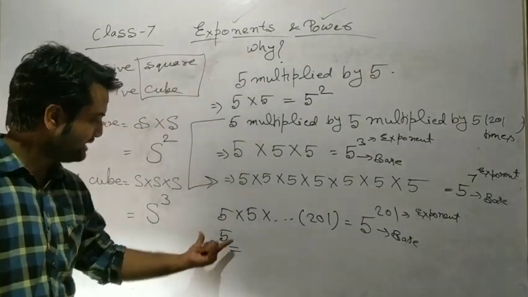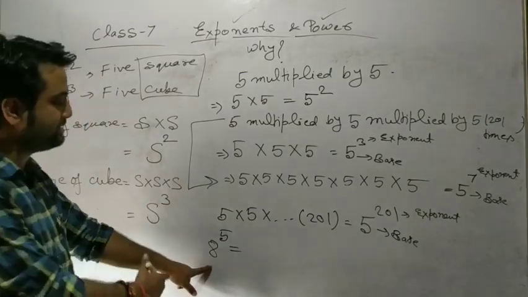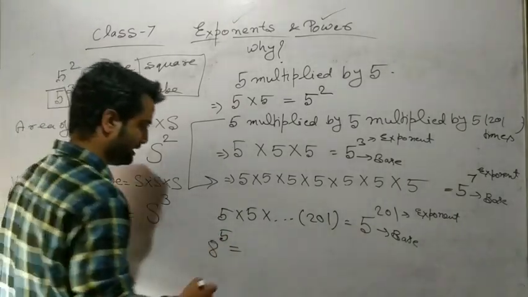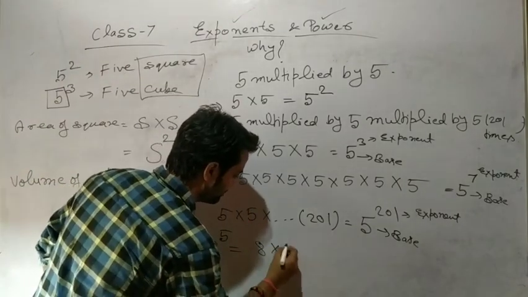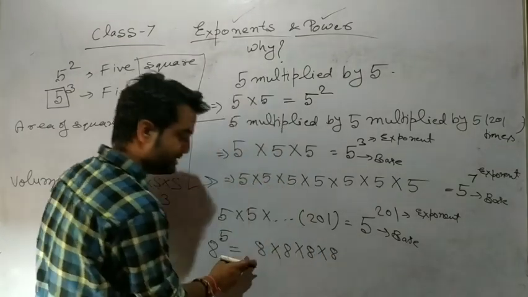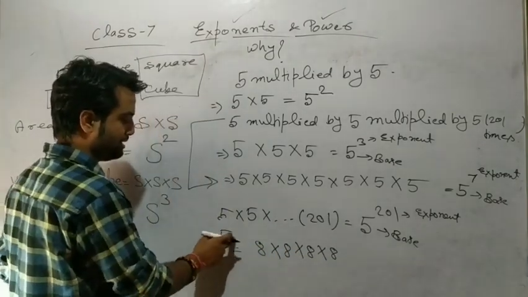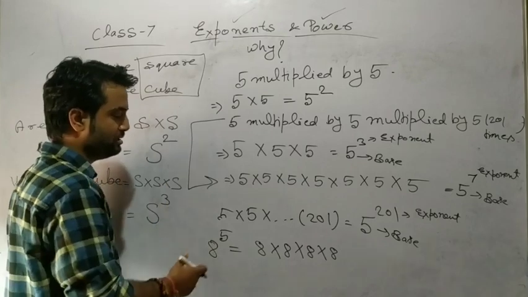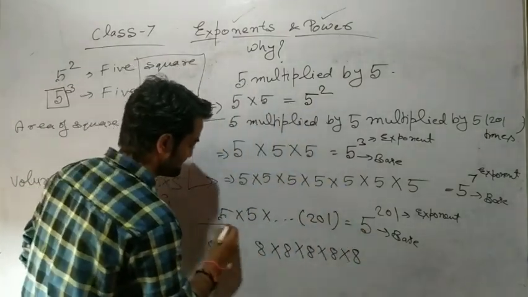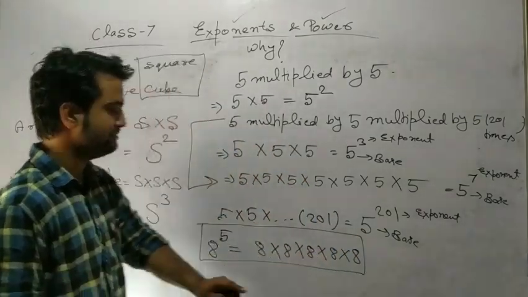It is 8 raised to the power 5, so the base is 8. It means 8 is multiplied with itself. How many times? 5 times. So we will write it as 8 multiplied with itself. Now how many times have we written? 1, 2, 3, 4. Here the exponent is 5, so we need to write it one more time. So 8 raised to the power 5 can be written as 8 multiplied with itself 5 times.